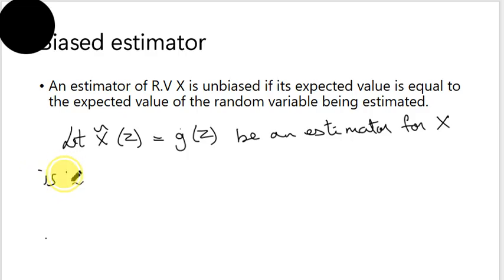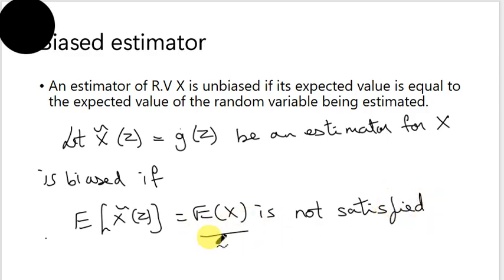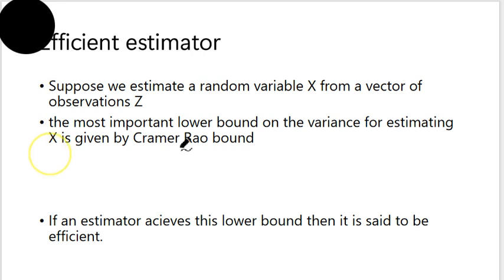This is biased if the condition E of x tilde of z equal to E of x is not satisfied. I repeat, it is biased if this condition is not satisfied, where my expectation of x is already known, so that I will be able to check this condition. Next, we talk about an efficient estimator.